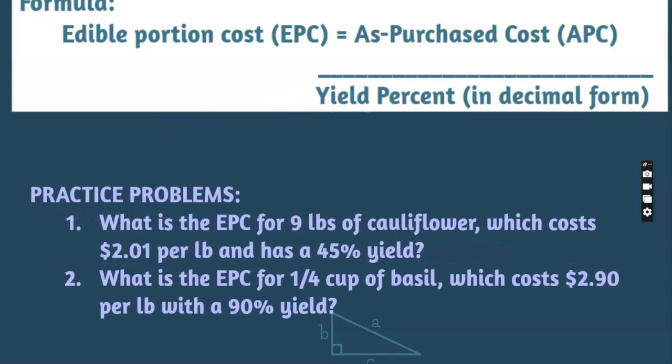All right, so here are two more practice problems, and again, you're going to have to do additional math because it doesn't just give you the straight up as purchased cost. You have to actually calculate it. The first one is on cauliflower. The second one is on basil. So let's do those together.